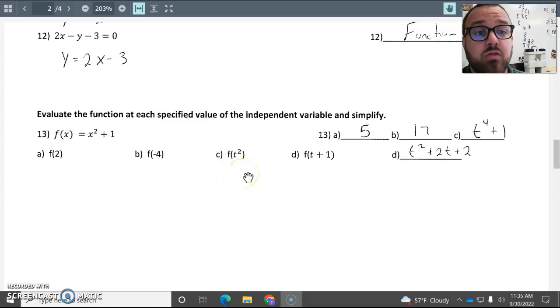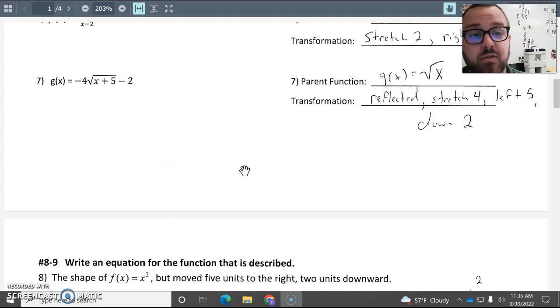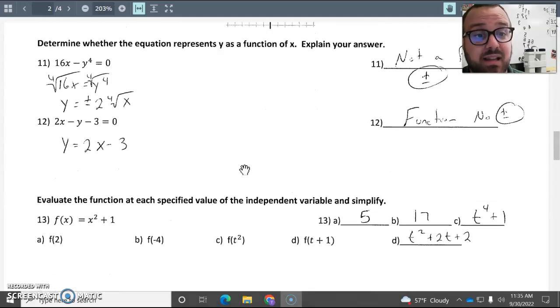Just to let you know, tomorrow, when you have the first part of your test, this is what's going to be on the first part, these first 2 pages. This is what you can expect to see. Okay.